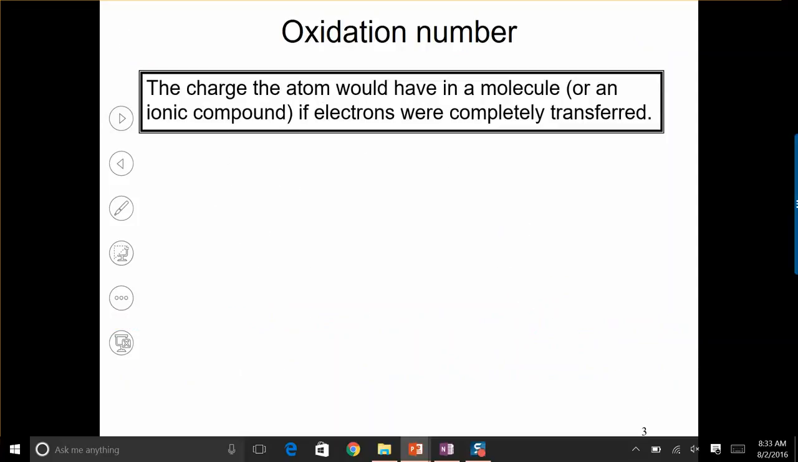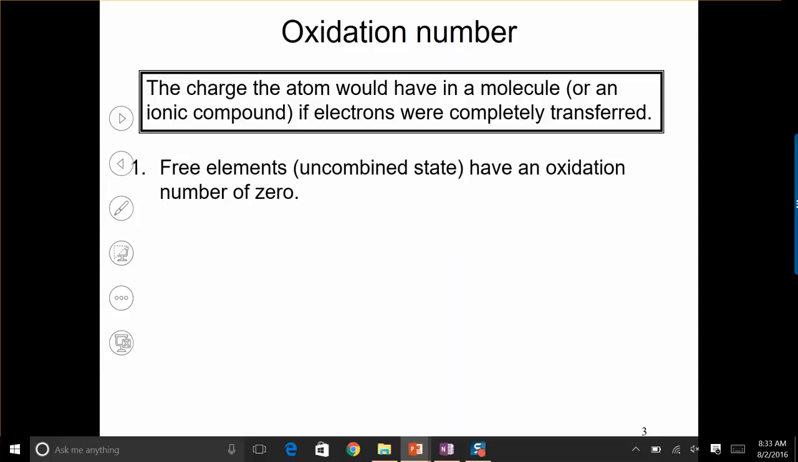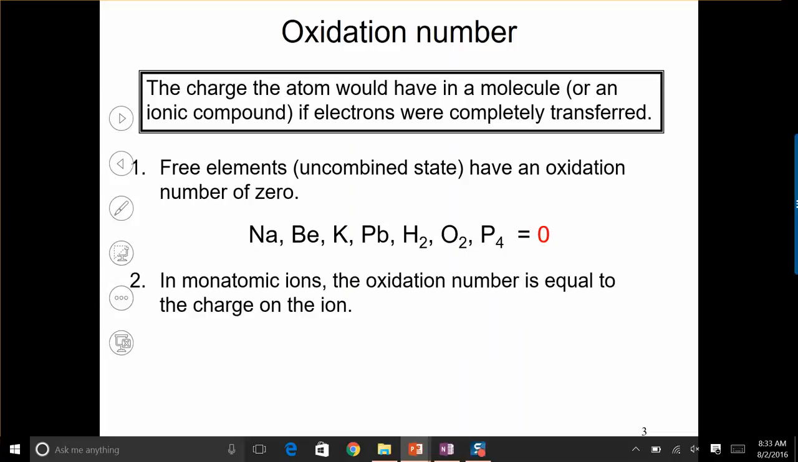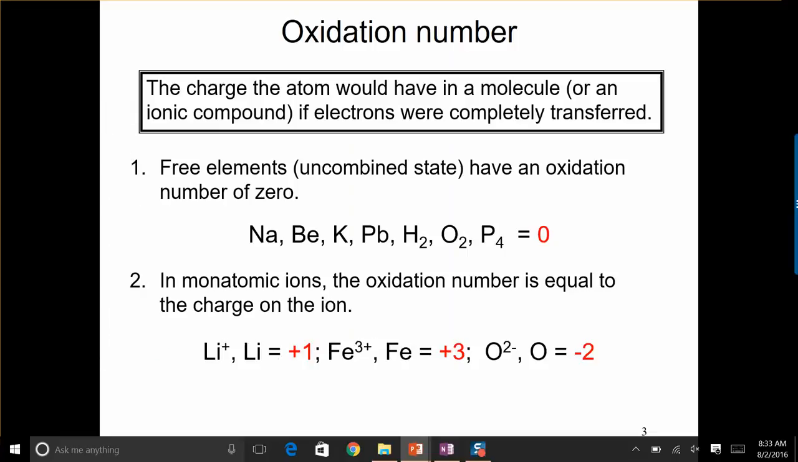Okay, so in review, hopefully you guys remember how to do oxidation numbers. Okay, determining the oxidation number, the charge of the atom, would have in a molecule. So if it's in its elemental state, the oxidation number is always 0. Okay, we'll know that it's 0. Okay, monatomic ions is equal to its charge. So if it's an ion, it's equal to its charge. Lithium plus 1, iron 3 plus, has an oxidation number of 3 plus.